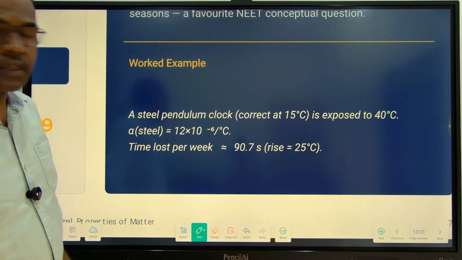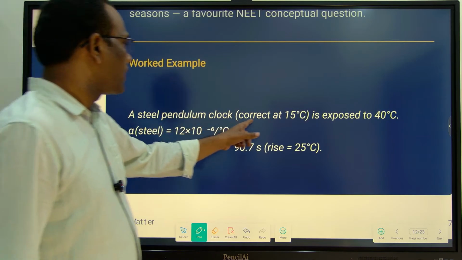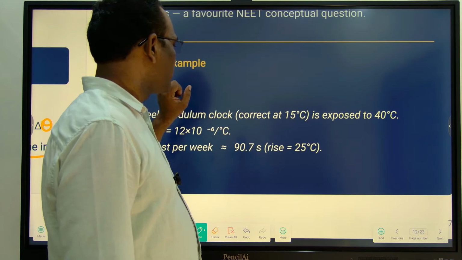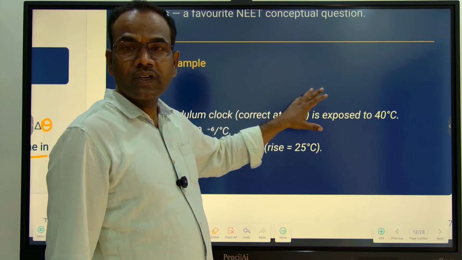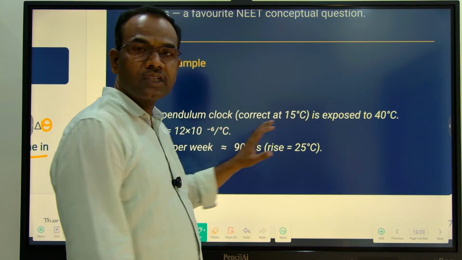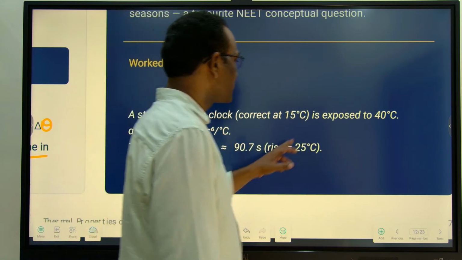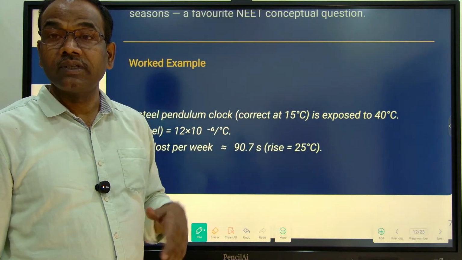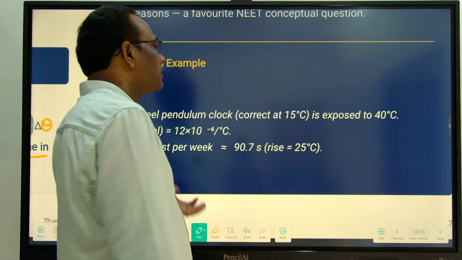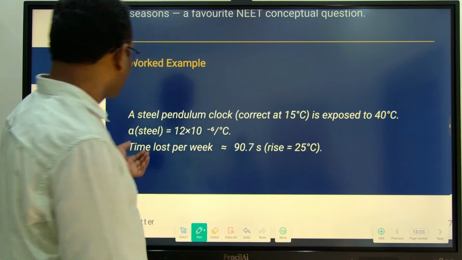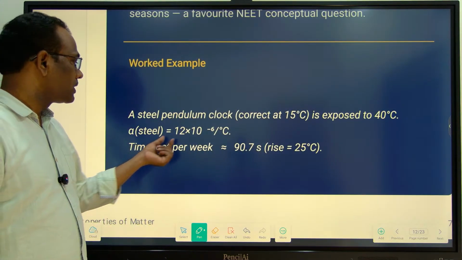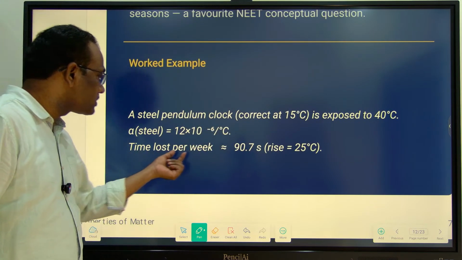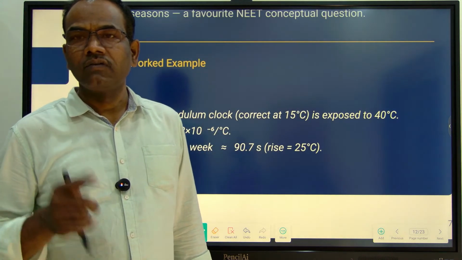Yes, now it is clear. A steel pendulum clock is correct at 15 degrees Celsius, meaning it shows correct time at 15 degrees Celsius. So take the initial temperature as 15 degrees Celsius. It is exposed to 40 degrees Celsius, meaning the temperature increases, like summer. The alpha value for steel is 12 into 10 power minus 6 per degree Celsius. What is the time lost per week?